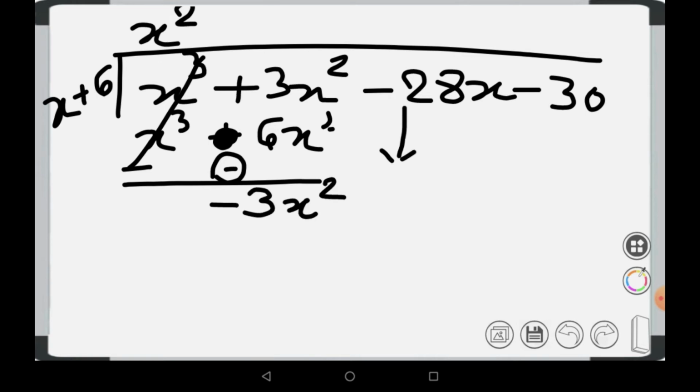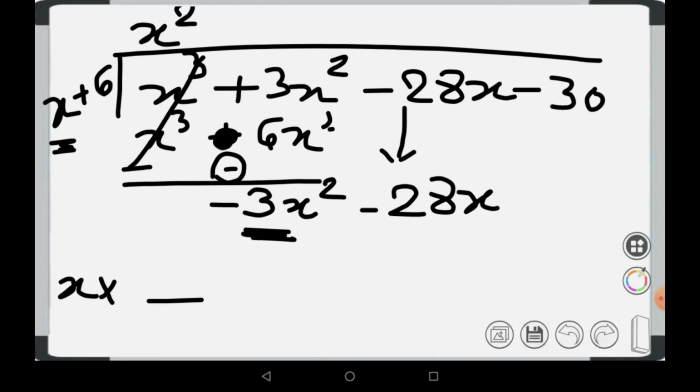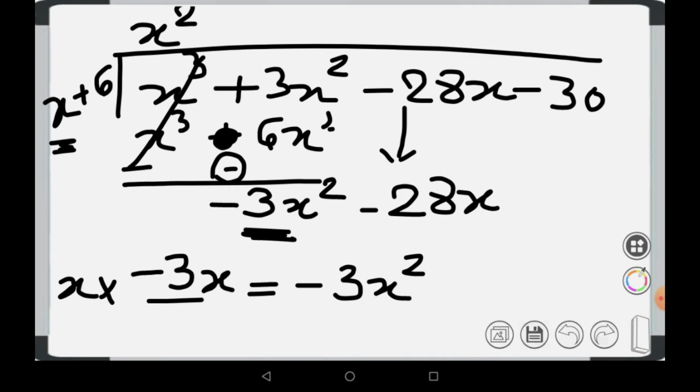So minus 28x will come here. Now again we will look at the first term of the divisor and the first term over here. What will you multiply in x to get a minus 3x square? If you look at the numbers first, we need a minus 3, and if you look at the powers of x, we will need one more x.